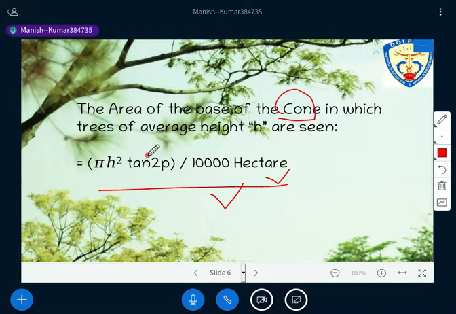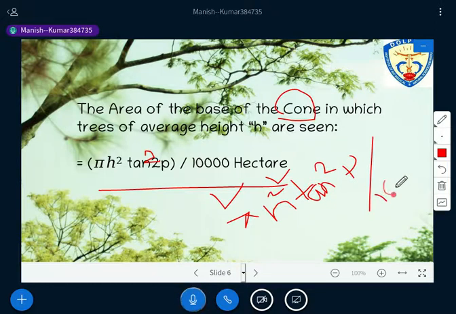Is it okay? Pi h square tan 2p, sorry, it will be tan square p, right? You need to understand here, the formula will be like that: pi h square tan square p, not tan 2p, and the whole is divided by 10,000 hectare. So through this you are able to get the area of the base. This is the one mathematical equation that one needs to know. So this is tan square p, not tan 2p. Is it okay?